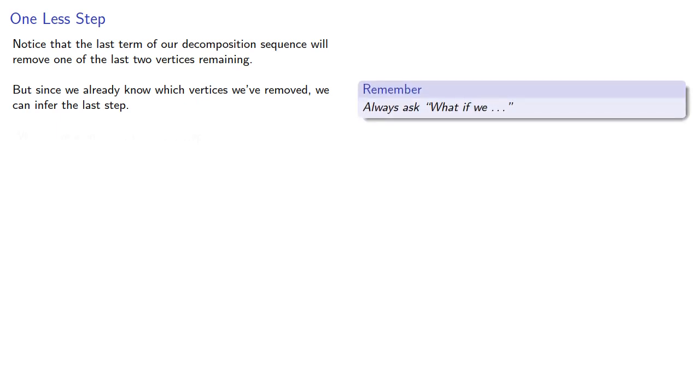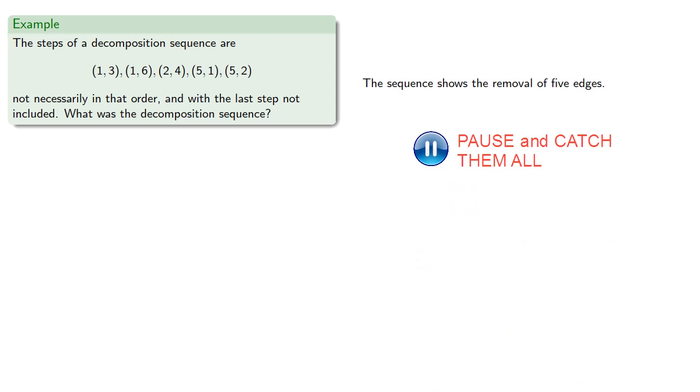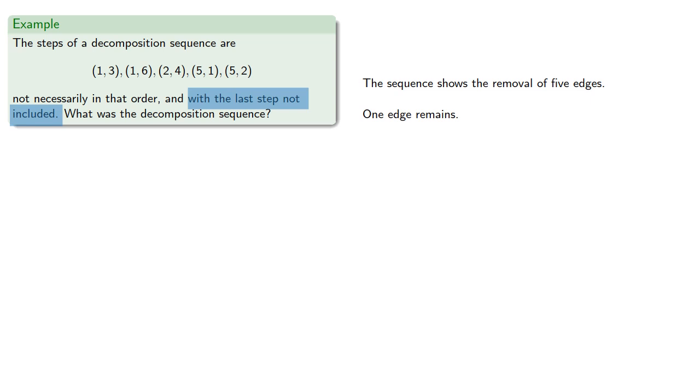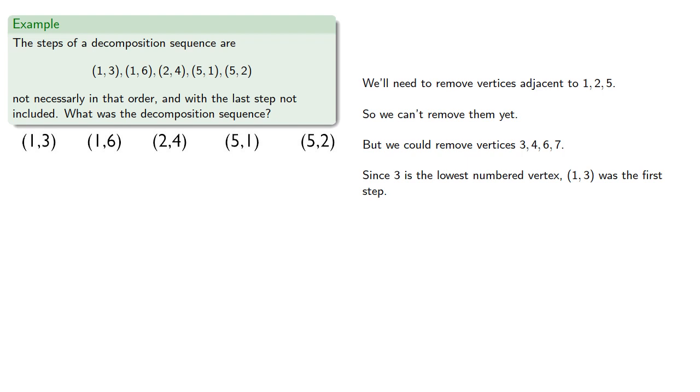So what if we aren't given the last step? So suppose we know the steps of a decomposition sequence not necessarily in order and not including the last step. Can we reproduce the decomposition sequence? The sequence shows the removal of 5 edges. Since we didn't include the last step, one edge remains. So the original tree had 6 edges and 7 vertices. We need to remove vertices adjacent to vertices 1, 2, and 5, so we can't remove them yet. But we could remove vertices 3, 4, 6, or 7, and since 3 is the lowest numbered vertex, 1, 3 was the first step.